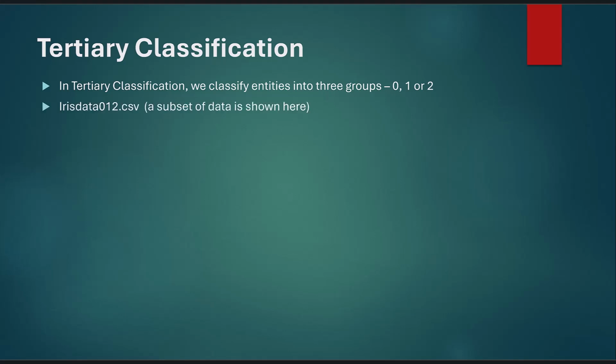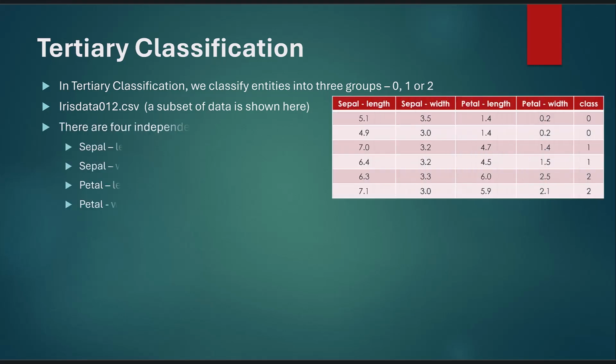We have a data file called irisdata012.csv. A subset of this data is shown here. There are four independent variables, sepal length, sepal width, petal length, and petal width. And then we have a class variable, which is a group variable with three groups, 0, 1, and 2. So here we see 6 rows of data. In the actual data file, there are 150 rows of data, 50 for class 0, 50 for class 1, and 50 for class 2.